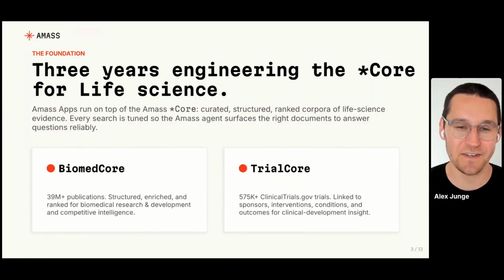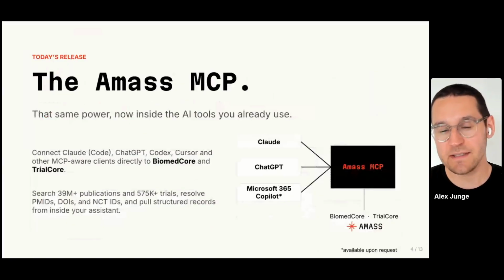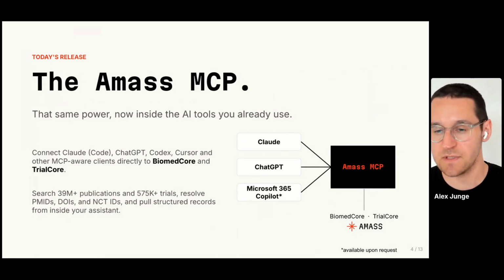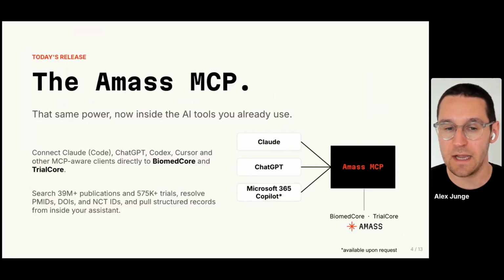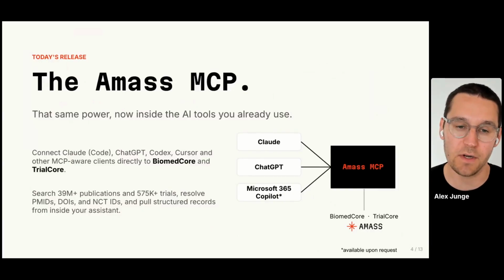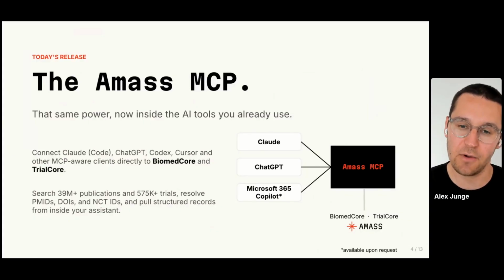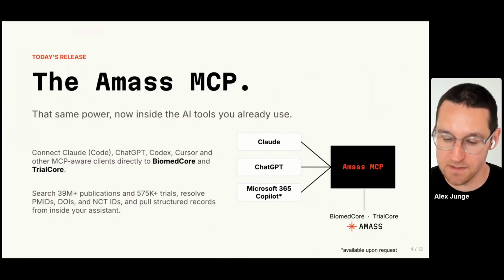So excited to share that a bit later on. What the Amass MCP is, it's essentially a way for your AI tools such as Claude, Claude Code, Claude AI, Claude Cowork, but also ChatGPT, Codex, but also Microsoft 365 Copilot. A lot of AI tools support this protocol called MCP to essentially allow AI agents to interact with knowledge outside that agent. And that interaction is key. So it's allowing AI to get knowledge from other places.